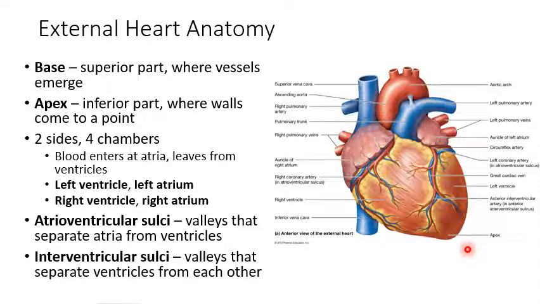The heart has 2 sides and 4 chambers. The 2 types of chambers are the atria and the ventricles. So you have on the right side of the heart a right atrium and a right ventricle. And on the left side of the heart you have a left atrium and a left ventricle. Blood always enters the heart into the atria, and it always leaves from the ventricles.